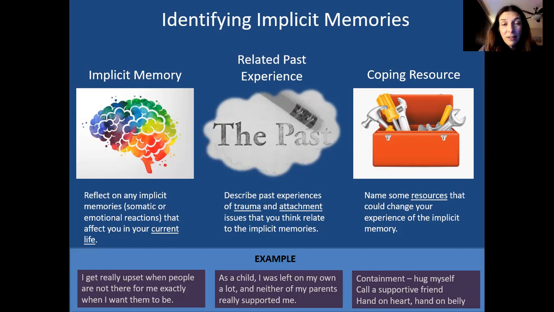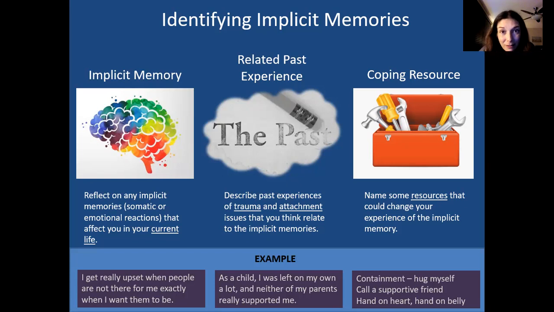All right, so here's an example below that was provided in the textbook, okay? So the implicit memory for this person is, I get really upset when people are not there for me exactly what I want them to be. Can anyone relate? Oh no, like I called and he didn't call me back. What happened? Where's the return for my text? Okay, so obviously, that happens a lot.